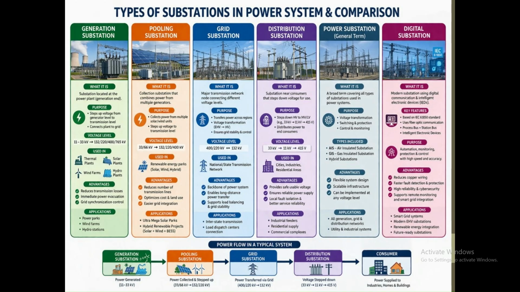And this is the summary of whatever I said. Here you will find another one, that is the pooling substation, which is now gaining more popularity because of the penetration of high renewable sources, that is solar and wind. Another is what we call digital substations, where we have a larger number of digital communication and intelligent electronic devices for automation, monitoring and protection control purposes, that can be done with high speed and accuracy.